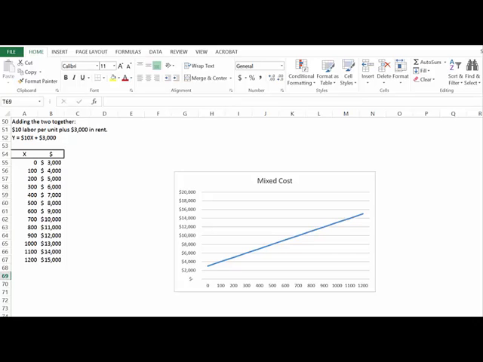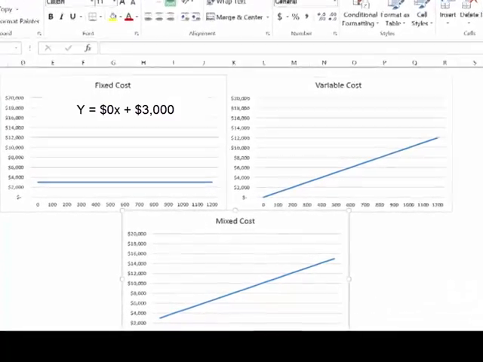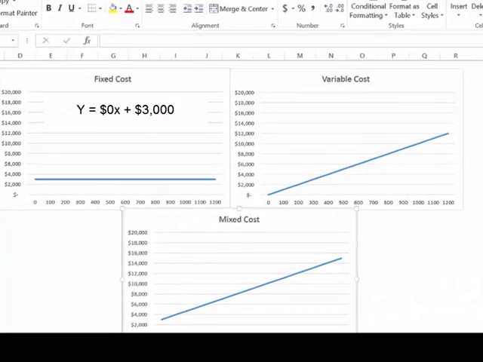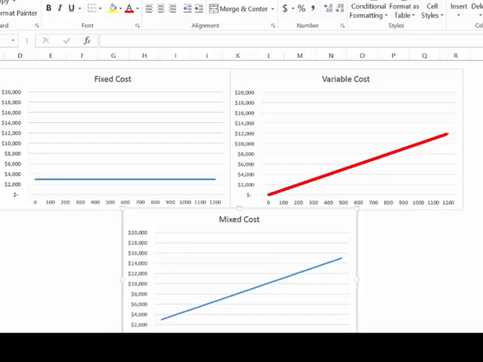Let's look at all three of these graphs together. You've got your fixed cost, which has an intercept of 3,000 and is a horizontal line. And then you have your variable cost, which has an intercept of 0 and a slope of 10. And your mixed cost has an intercept of 3,000 and a slope of 10. So essentially, if we just took this line and moved it over to this graph, we would end up with the same graph as we have for mixed cost. These results are relevant from 0 to 1,200 widgets.